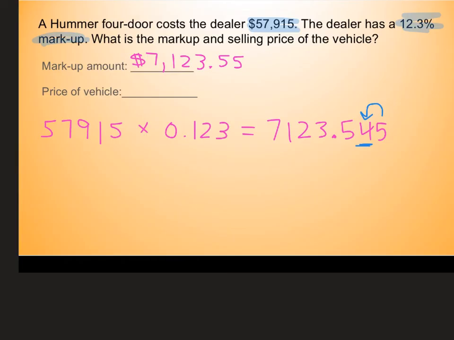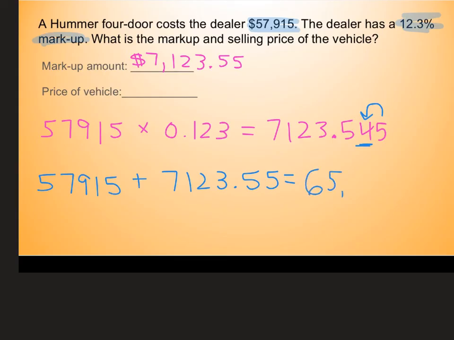And then our second step, we're taking our starting cost, $57,915. We're marking up the price, so we're going to be adding, and the markup amount was $7,123.55. Go ahead and plug that into your calculator. When you do that, you should get $65,038.55. I'm going to write that on my answer line. No need to round. We are good. $65,038.55 would be the new price of the vehicle after it is marked up.